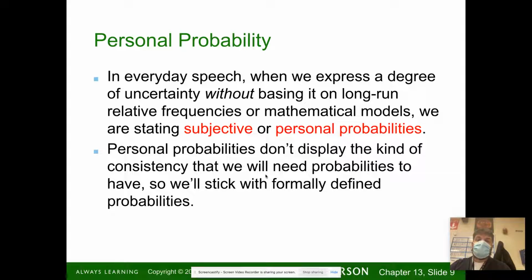In everyday speech, when we express a degree of uncertainty without basing it on long-run relative frequencies or mathematical models, we are stating subjective or personal probabilities. Personal probabilities don't display the kind of consistency that we will need probabilities to have. So we'll stick to the formally defined probabilities. Okay.